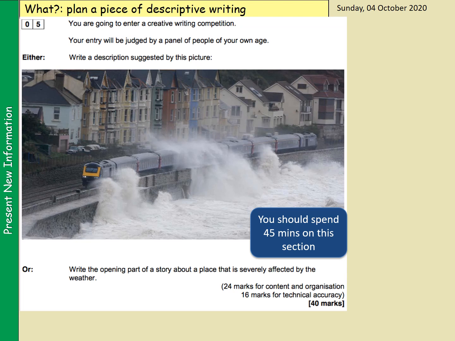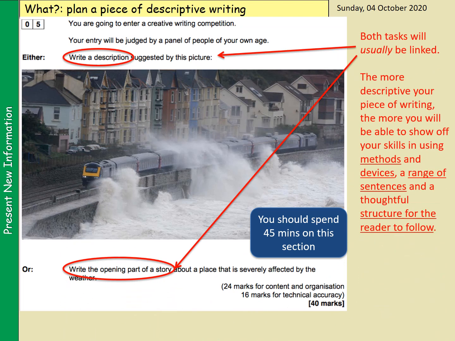Whatever task you are given, you should spend 45 minutes on that section of the paper. You will have spent an hour on the reading questions and looking at the text, and you should save at least 45 minutes to do this writing section because it is worth 40 marks. Both tasks will usually be linked to the same topic, something about the weather in this case. It'll usually be linked to an idea in the text that you've read.